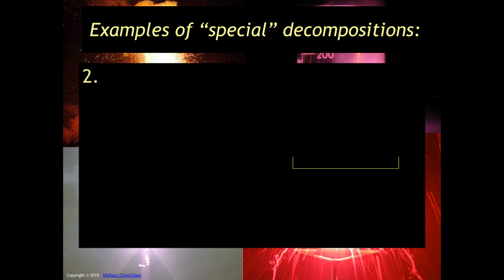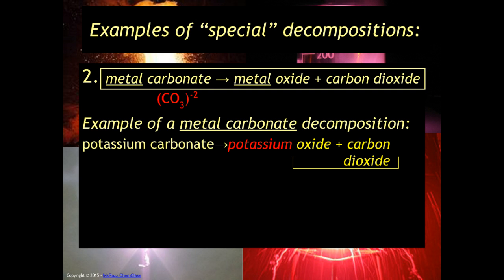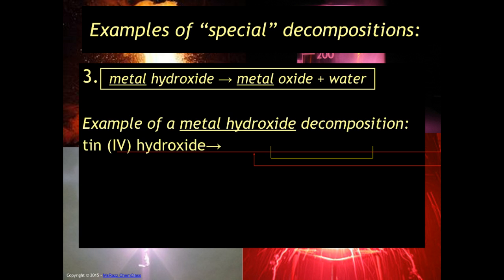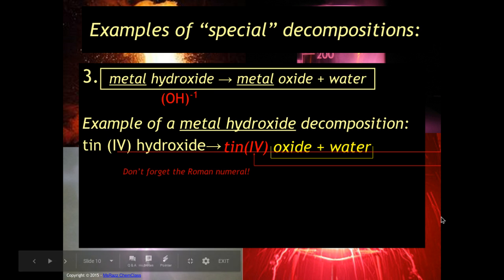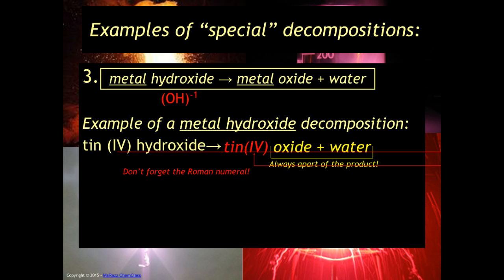The next one was carbonate. So it had carbon in it. Whenever a metal carbonate decomposes, you're going to be left with that metal oxide plus carbon dioxide. Carbonate, carbon dioxide. And our last special case was hydroxide, hydro, water. Whenever a metal hydroxide decomposes, you're going to be left with the metal, in this case it was tin, oxide, plus water. Hydro, water. That's it for the notes today.